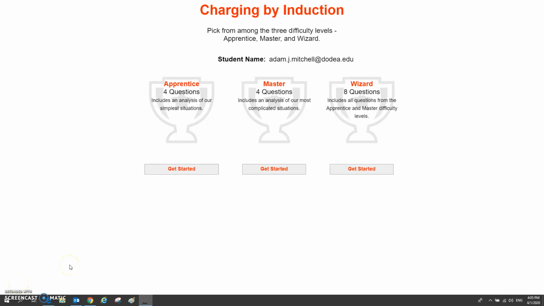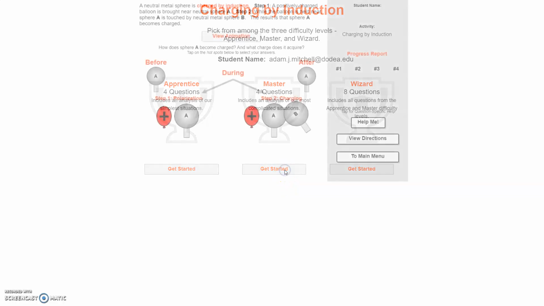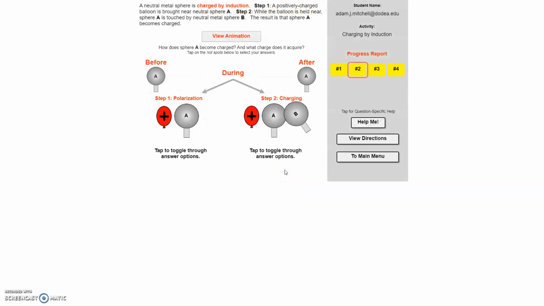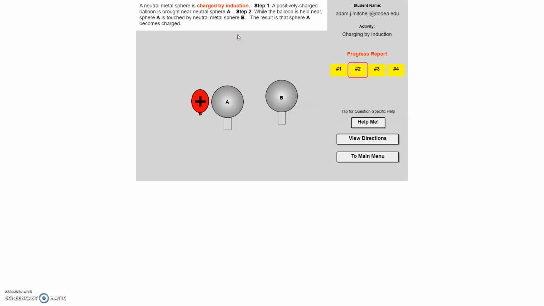Okay, if you're struggling on the charging by induction questions, this should hopefully give you an idea of where you're going wrong. So, the first thing I would definitely do, if you haven't done it already, is to watch the video and look at what's happening. So you can see they're bringing a balloon close to a metal sphere, then they're touching a different metal sphere to that sphere, and then they're moving everything back away. So it's a multi-step process to be able to charge this sphere A up by this process called induction.